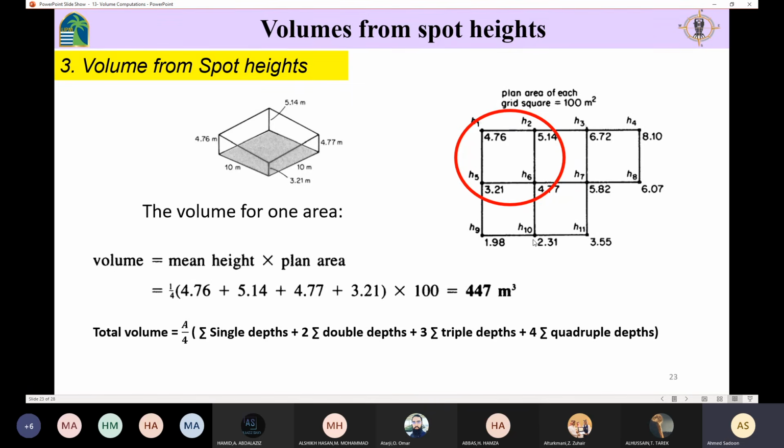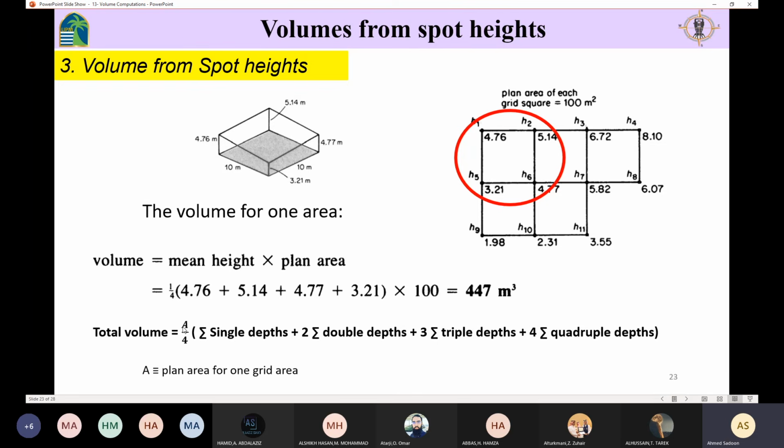What about H10? H10 is double depth. It's mutual with this spot and that spot. So once you understand what it means by single depth, double depth, triple depth, and quadruple depth, then you will be able to use this formula.